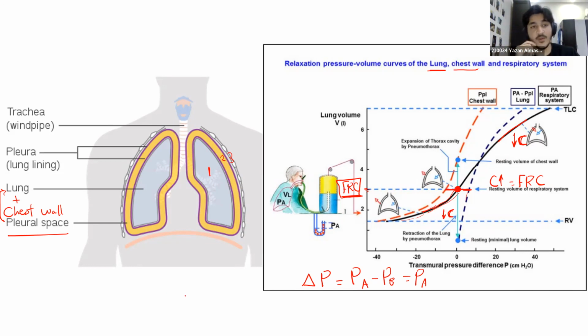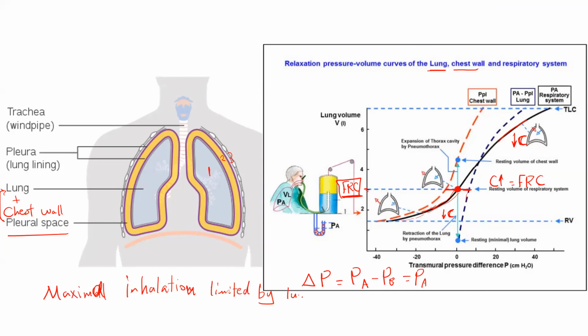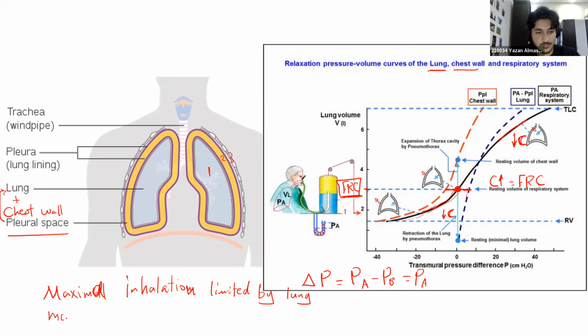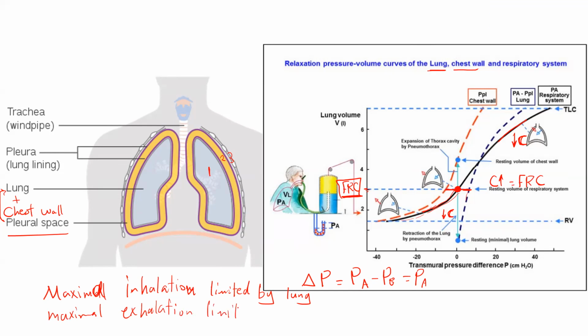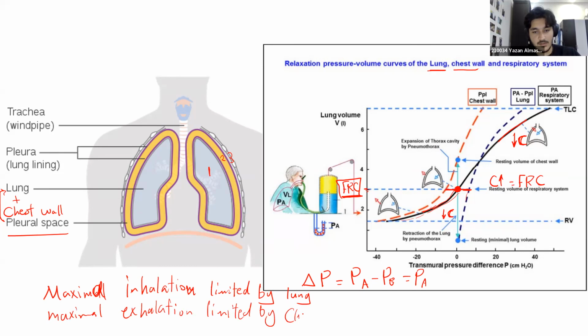The way the doctor explained it, he said maximal inhalation is limited. Limited by what? Can someone guess? Lungs. Exactly, by the lungs. And maximal exhalation is limited by what? The chest wall. Chest wall, perfect. Do you understand why or not? I don't want you to memorize, I want you to understand. I hope you all understand it.